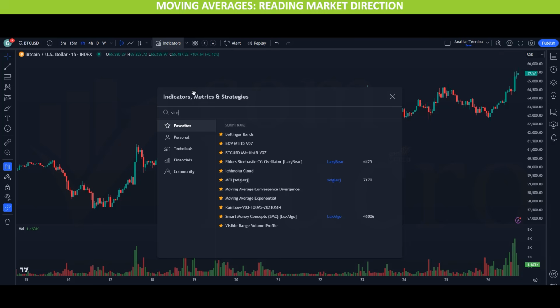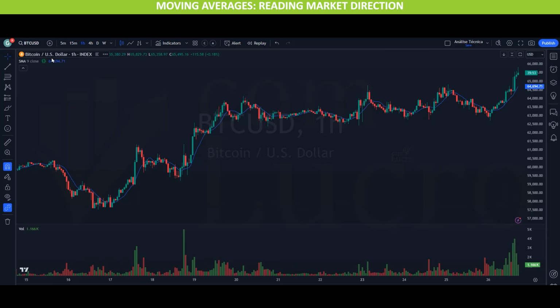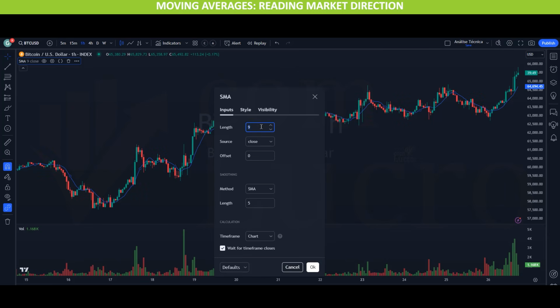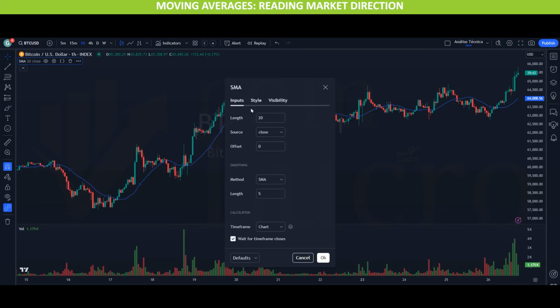Next are moving averages, the most widely used trend indicators. They smooth price over a set period, so the market's real direction becomes visible. There are two main types: the simple moving average, or SMA, and the exponential moving average, or EMA.